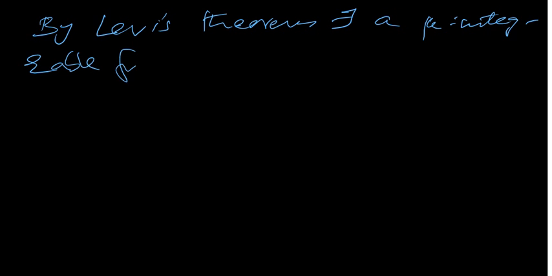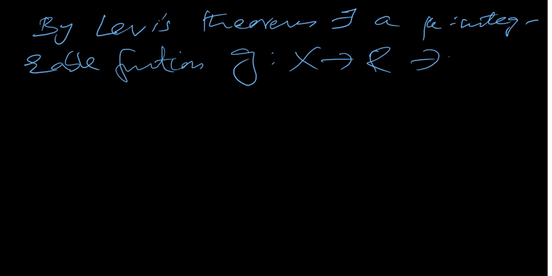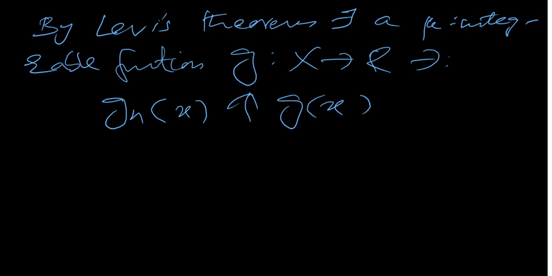By Levy's theorem, there exists a mu integrable function g from X to R, such that g_n(x) increases to g(x) almost everywhere. So I can find a set A of measure 0 such that g_n(x) increases to g(x) for each x in the complement, because it is an almost everywhere property.